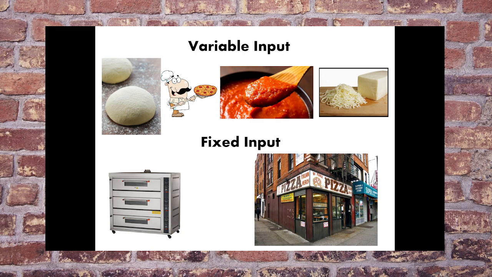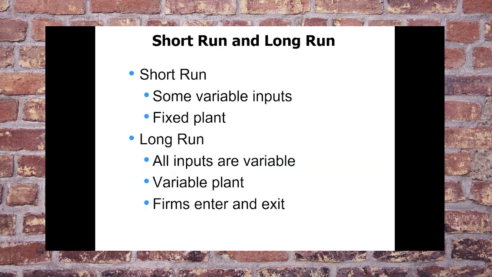Now, here's what we're going to look at. The variable inputs and fixed inputs happen in the short run. We're going to have 2 types of things here. We're going to have a long run and a short run. Short run means that some inputs are variable, and then we have a fixed plant. That store, whether I produce or don't produce, I have that store.